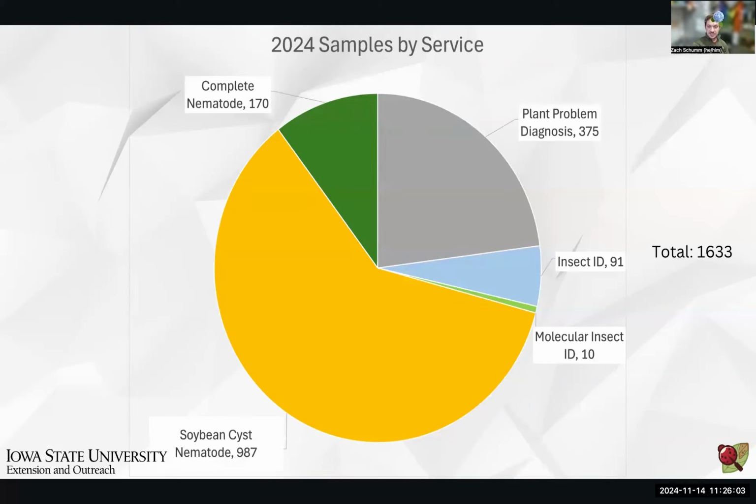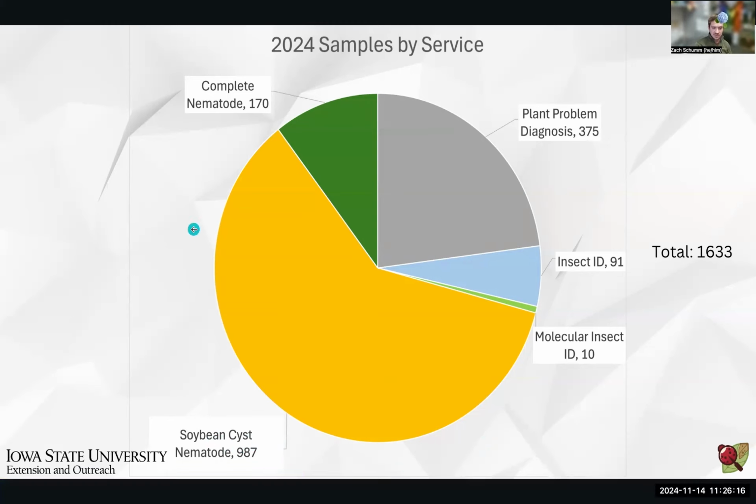Out of that 1,633, Chelsea kind of alluded to this earlier, a lot of what we do are soil nematode extractions. Most of those tend to be soybean cyst nematode. These are primarily farmers that are submitting soybean cyst nematode soil samples to us, and they will utilize those soybean cyst nematode egg counts to make planting decisions for the following year. That's the bulk of what we do. We have ourselves and some undergraduate student helpers that process a lot of those samples.